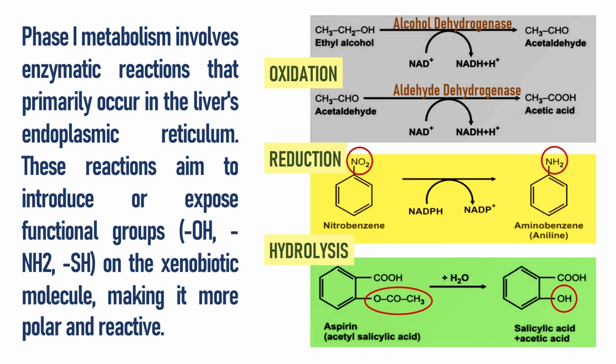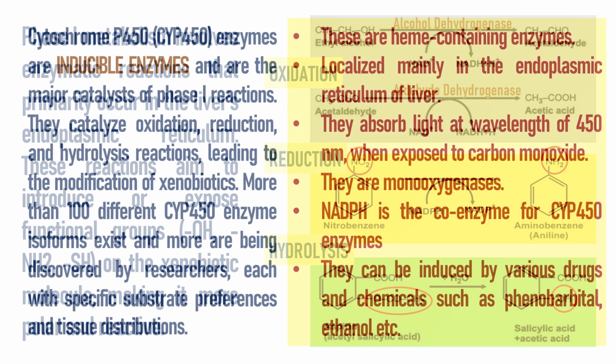Ethyl alcohol gets converted to acetaldehyde, which further gets converted to acetic acid. This is an example of oxidation. Nitrobenzene is converted to aminobenzene. This is an example of phase 1 reduction reaction. Aspirin is converted to salicylic acid, and this is an example of hydrolysis.